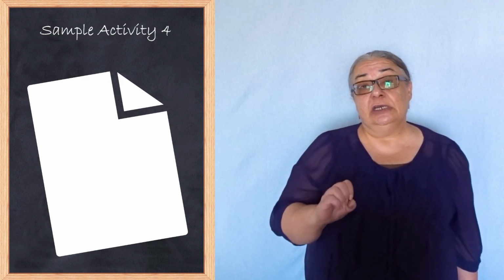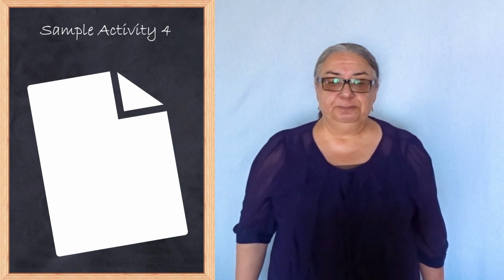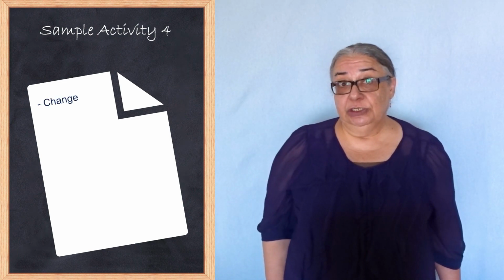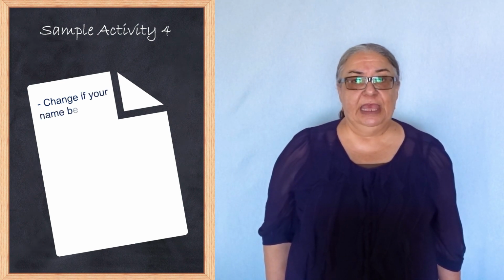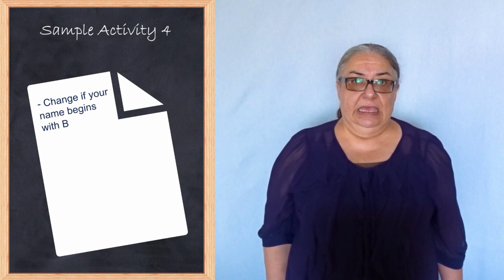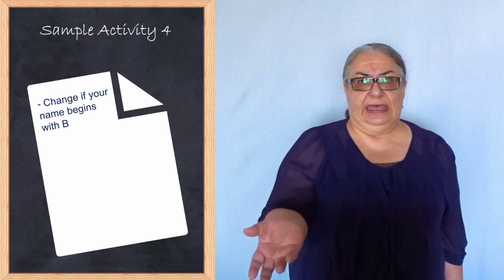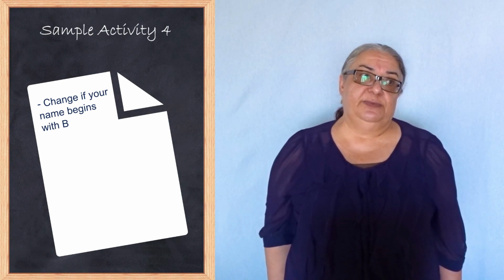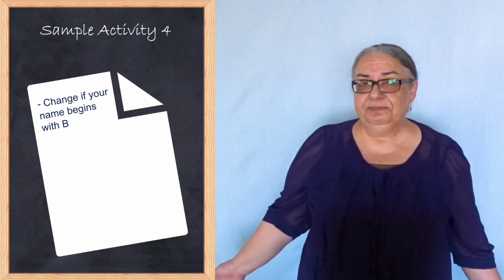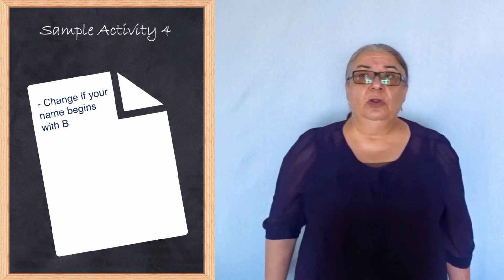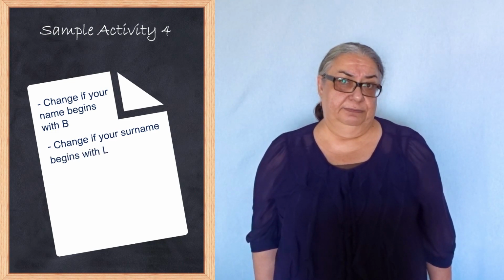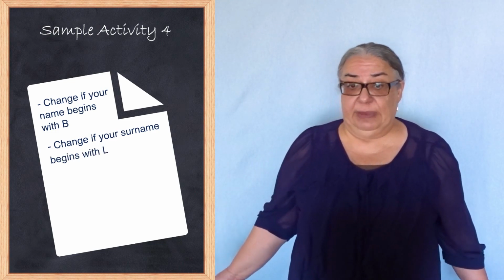Okay, another activity that I'm going to suggest is, now you prepare a set of instructions. Make sure that the instructions are based on solid, observable facts. For example, change if your name begins with B. This is a solid fact. This is observable. You can always say, what is your name? And if the student says Belma, okay, then it's correct, right? Or, for example, change if your surname begins with L. So you can always check the information.